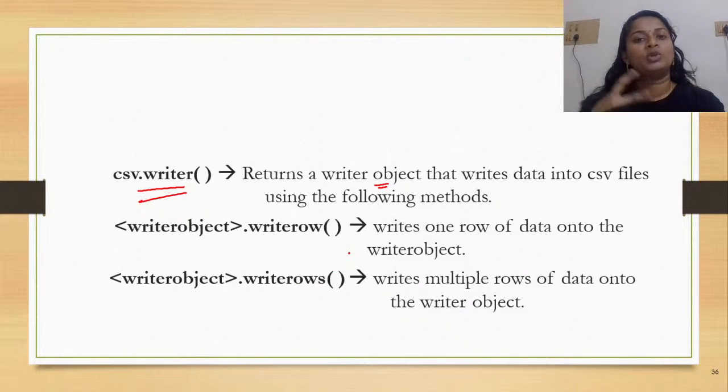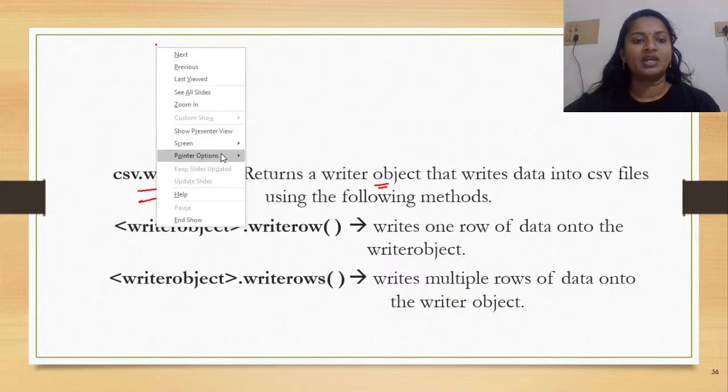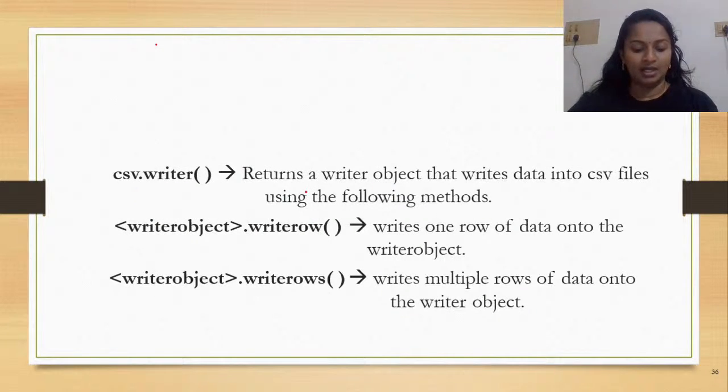Now, what would writerow do? It would just write a single row of data onto the writer object, and writerows would write multiple rows of data onto the writer object. Okay, so this is how things would be happening. Now that we have just looked into the theory portions, when we have a discussion with the programs, it would be more clear. So I hope so far the topics are clear to you. We are just about to start learning the programs.